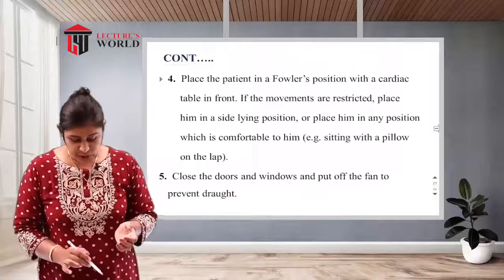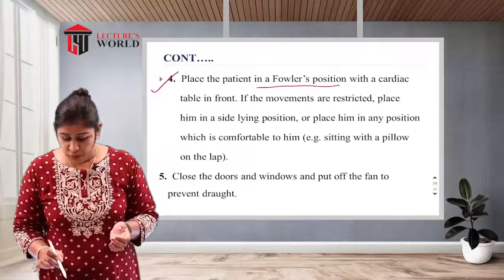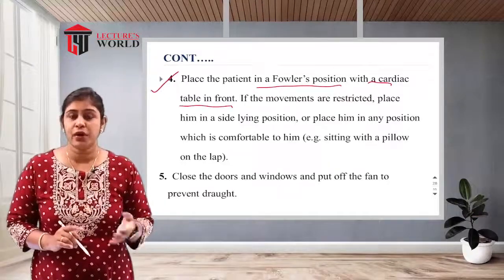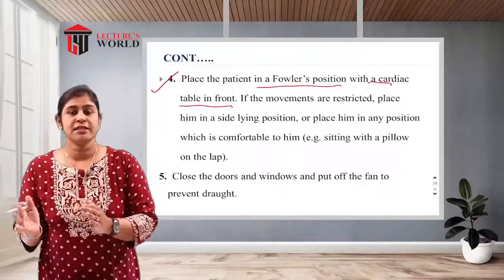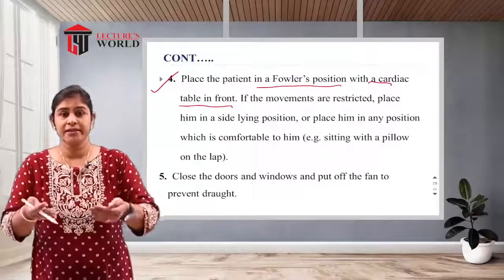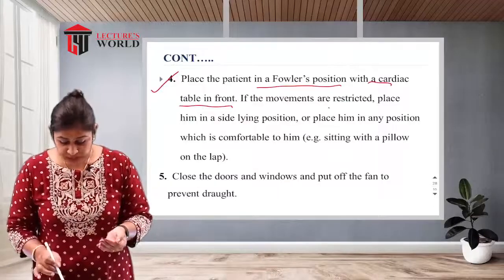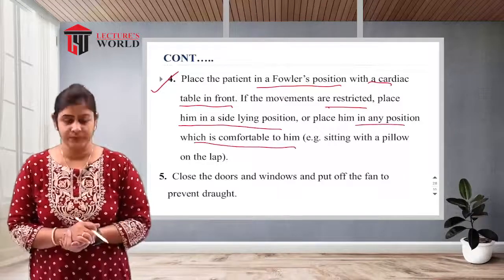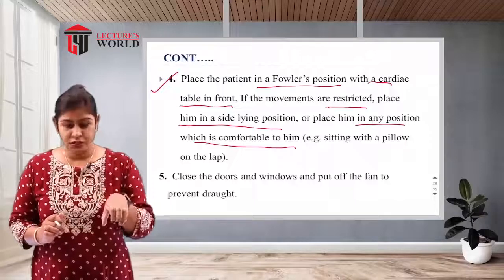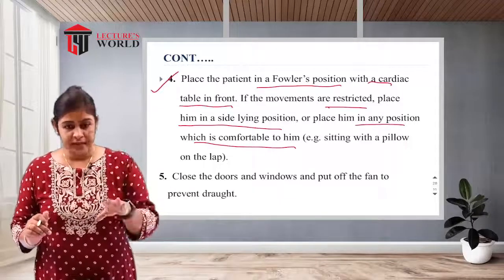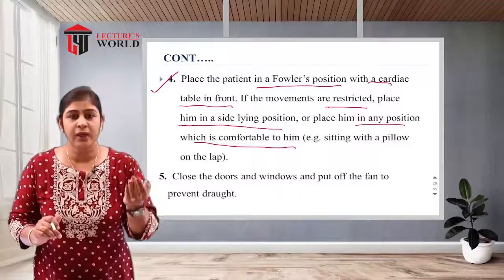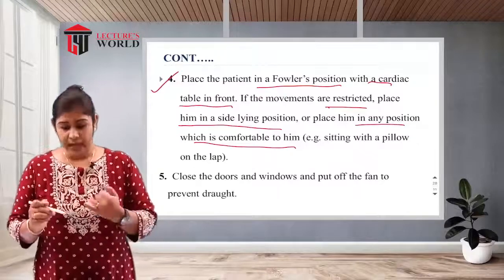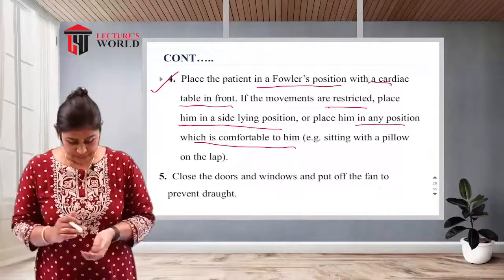Next point is place the patient in a Fowler position with the cardiac table in front. If movement is restricted, place him in a sideline position or any position which is comfortable to him. It can be Fowler position or sitting with a pillow in the lap.